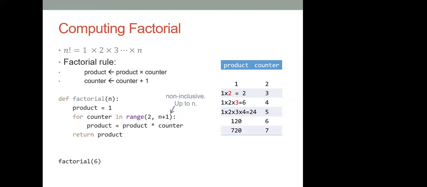And then next, will I continue? No, the loop will not continue because it's up to n plus 1. N plus 1 will stop. It won't get into the body. And then the final answer is 120. Okay. So you can see that the accumulated answer is temporarily stored in the product variable as an accumulator.